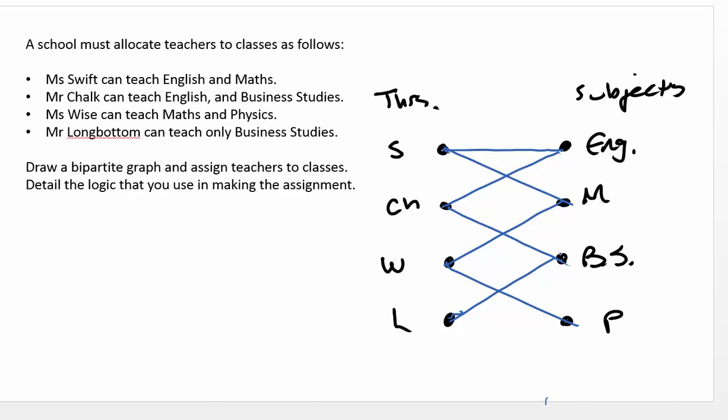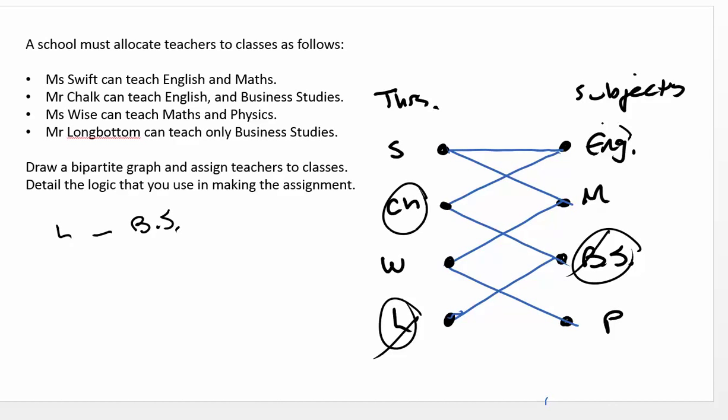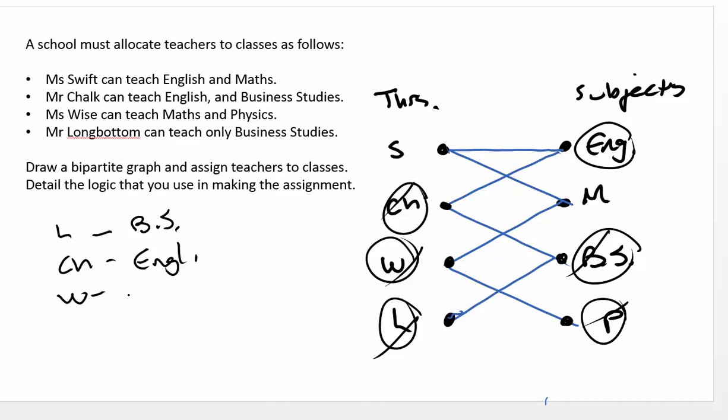Now, if I had to then assign teachers to classes, I've probably got to look at perhaps the person who can only teach the one thing to begin with. So, Longbottom, business studies. And I'll strike them from the scenario. Now that means that Chalk can't get the business studies, get the English. That then means the only assignment to physics is Wise. And that means that Swift will end up with the maths class.